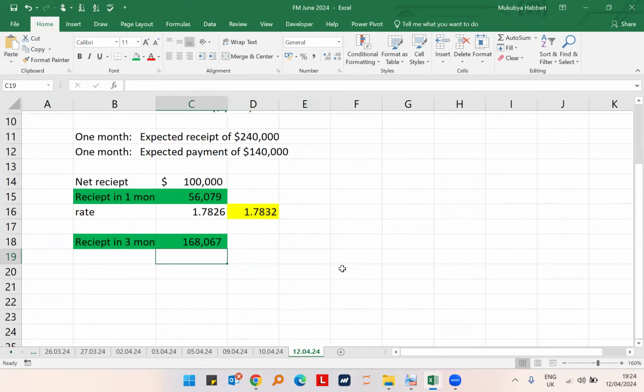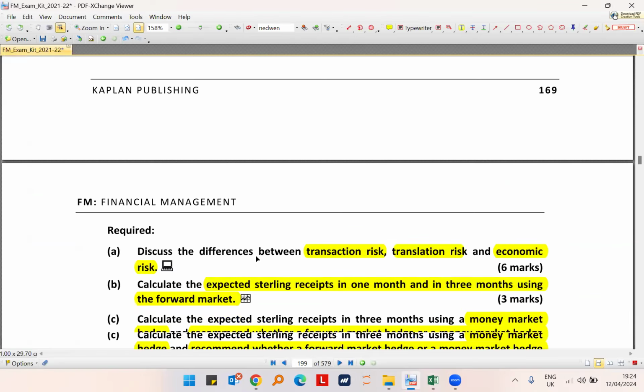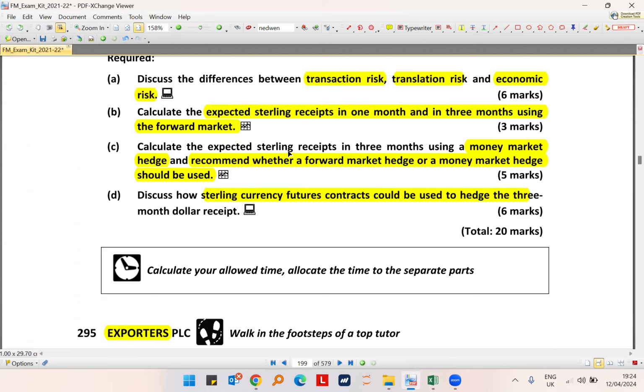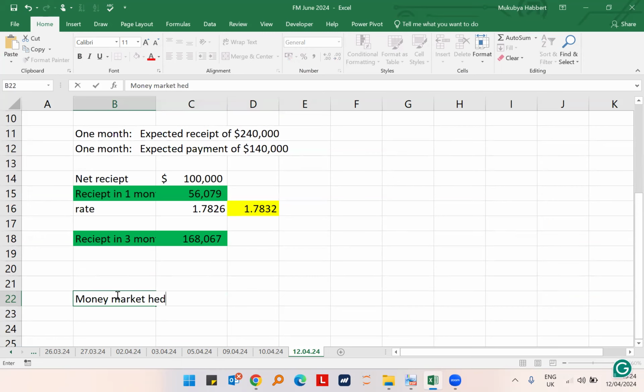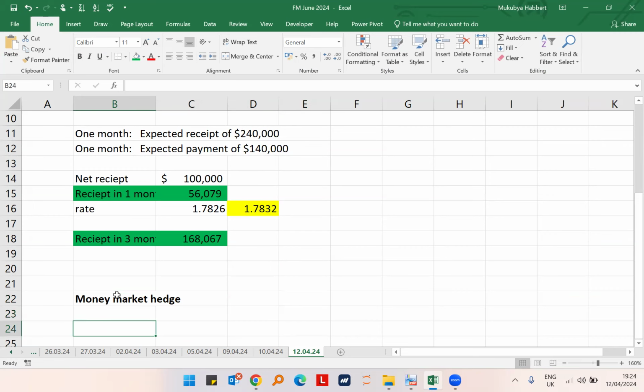Thank you. Welcome. So now they also asked us to calculate the sterling receipts in 3 months' time using a money market hedge. Remember that when you are looking at a money market hedge, if you are going to receive dollars in 3 months' time but you want to convert them now, then as step 1, you have to borrow some dollars.